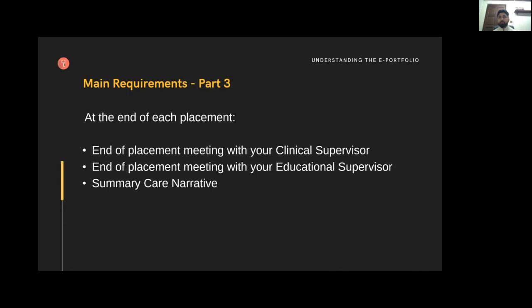So, for example, I've done a case-based discussion on a psychiatric patient. One of the curriculum points in our curriculum is based on assessing the psychological needs of patients. So I would then map that SLE, that CBD, to that curriculum point. And in the summary care narrative section, I would write why it's relevant. So in my case-based discussion, we assess the psychological needs of this patient by doing this, etc., etc.